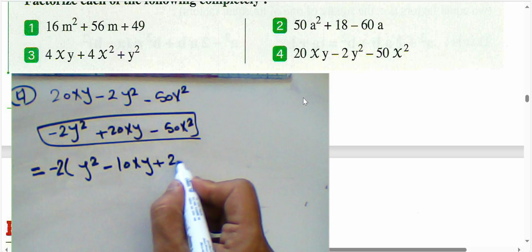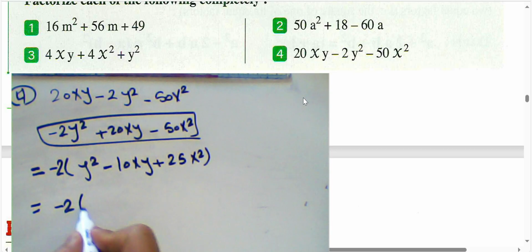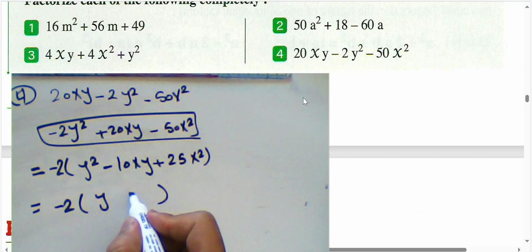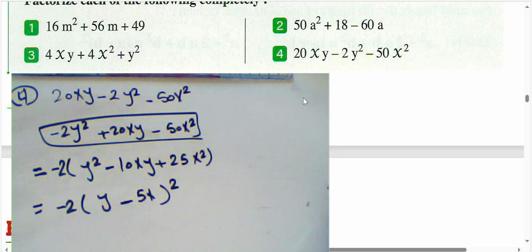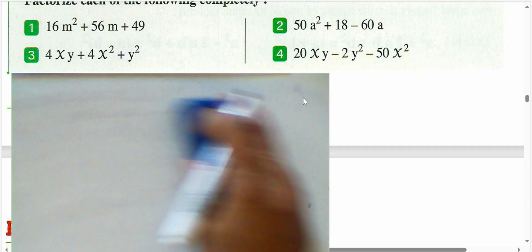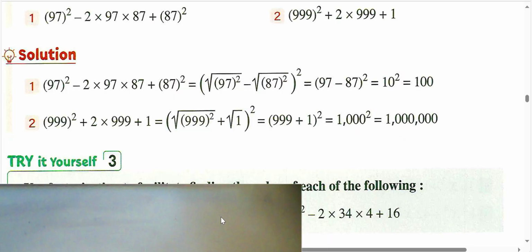It will be y², 20 divided by 2 is 10, and -50 divided by -2 is positive 25. Equal -2 times, and the square root of the first, the square root of the third, and keep the sign of the middle, and power 2. Understood? Next question. Try to resolve number 3.